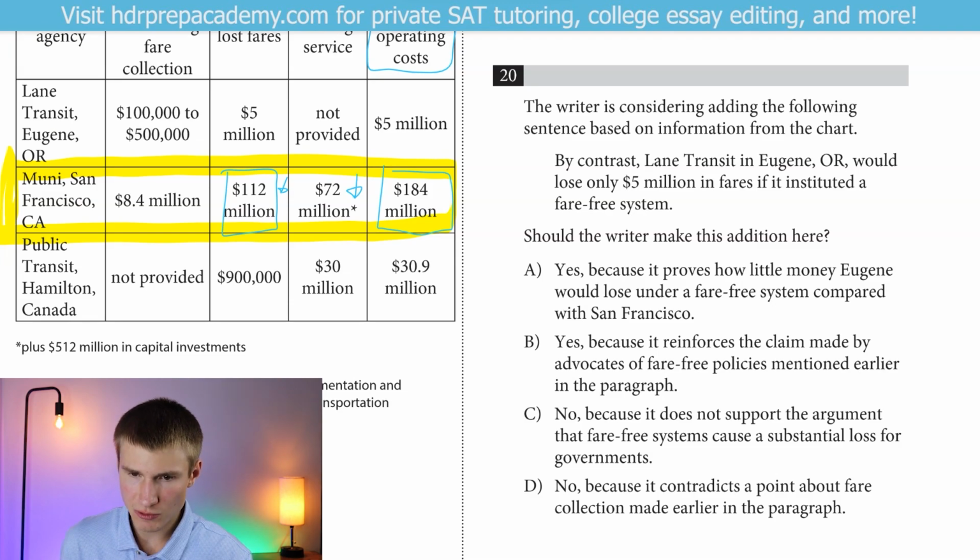So we have option A, yes, because it improves, or I'm sorry, obviously we're not going to add it, so I'll go ahead and go through these. No, because it does not support the argument that fare-free systems cause a substantial loss for governments. Yes, that's perfect, it's right on.